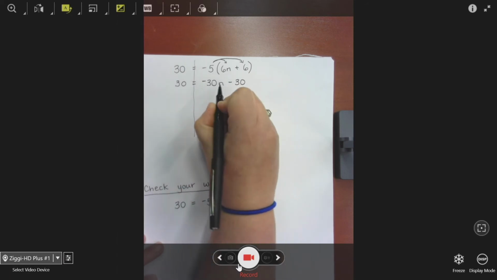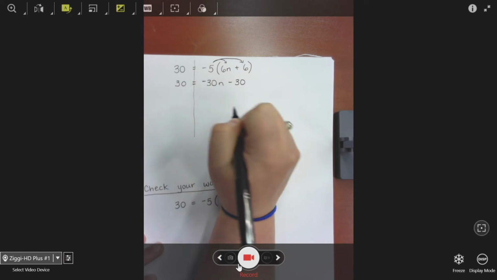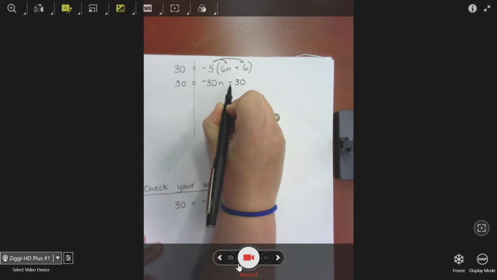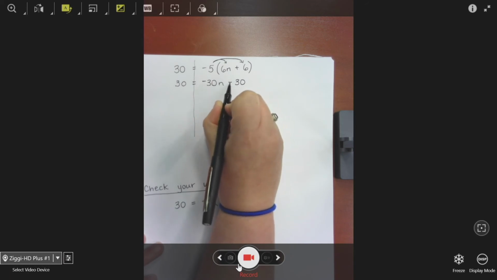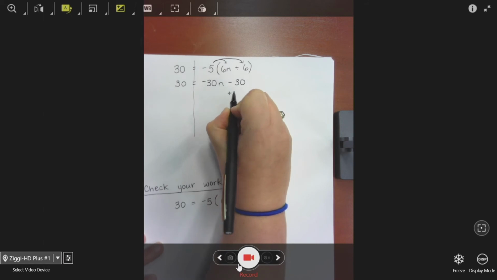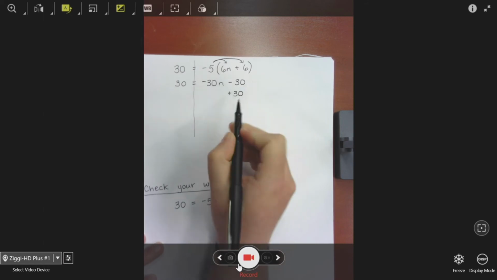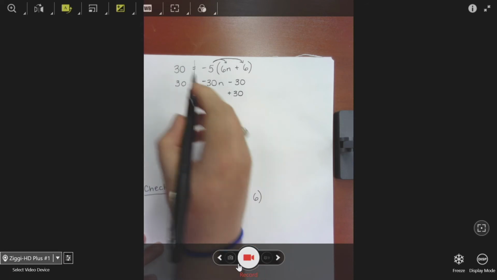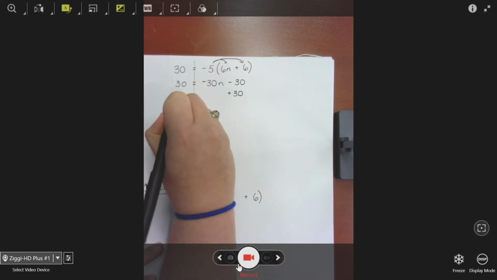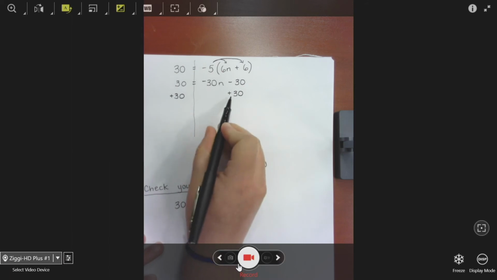In this case, we have our variable here, and we want to get that by itself. So we're going to end up with n equals some number. In this case, we need to get rid of the 30. So the opposite of subtraction would be addition. Remember rule number 3, whatever I do to one side, I have to do to the other. So I'm going to add 30 on both sides.